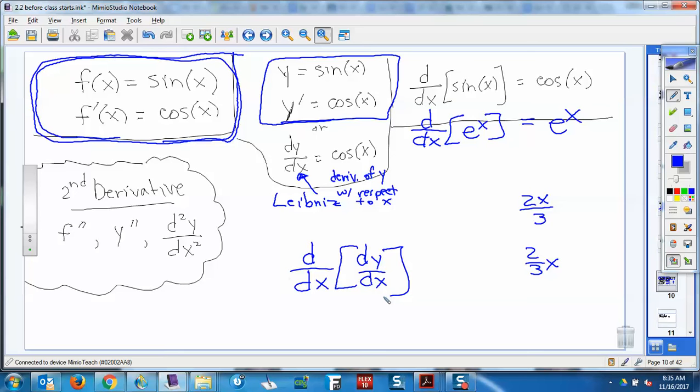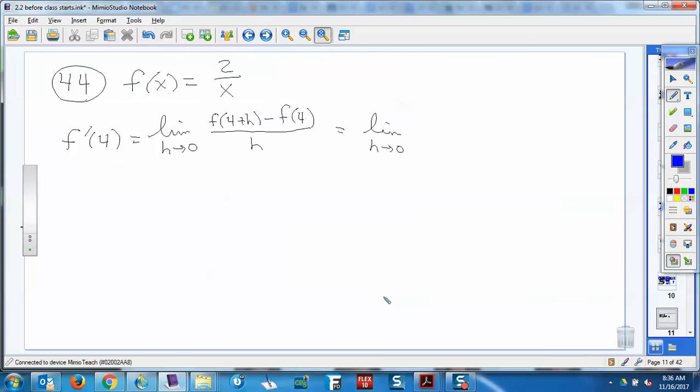So when you see this, people get freaked out. They see this and it says find d squared y over dx squared. Well, it's just saying find the second derivative. Y double prime. Just other notation for the second derivative, okay? That's all it is. All right, so just to start getting used to some different notations. All right, let's move on to 44.